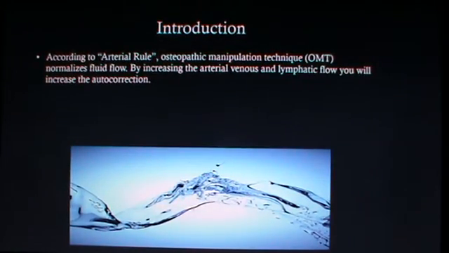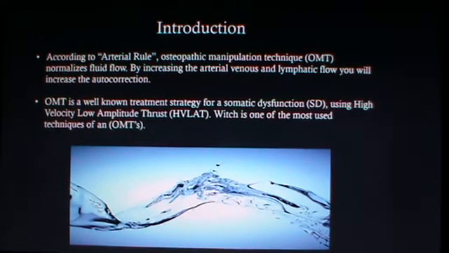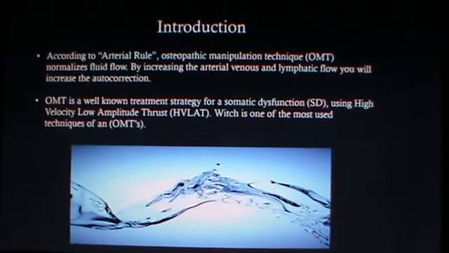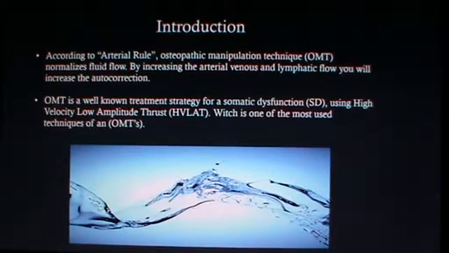According to the arterial rule, osteopathic manipulation technique normalizes fluid flow. By increasing the arterial, venous and lymphatic flow, you will increase the autocorrection. Osteopathic manipulation is a well-known treatment strategy for somatic dysfunction, using high velocity, low amplitude thrust, which is one of the most used techniques.